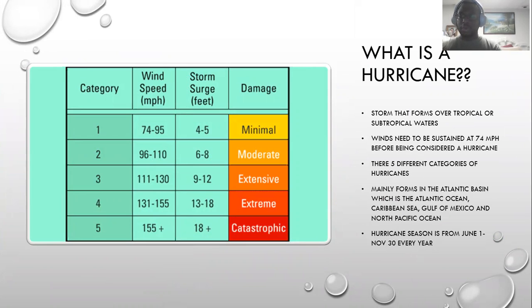There have only been four that actually made landfall in the US, and they are Hurricane Michael in 2018, Hurricane Andrew in 1992, Hurricane Camille in 1969, and an unnamed hurricane that happened on Labor Day in 1935.